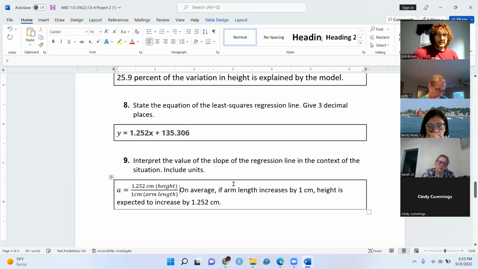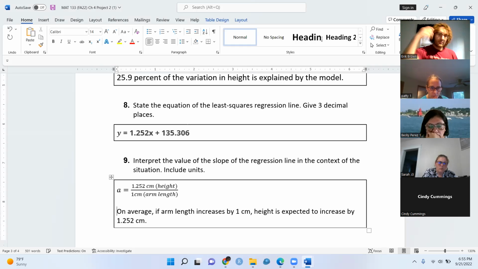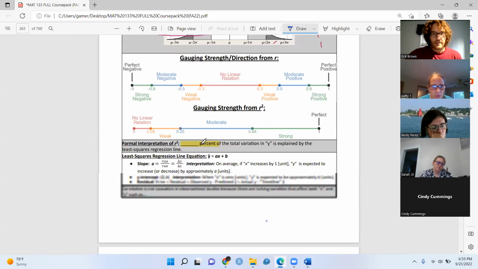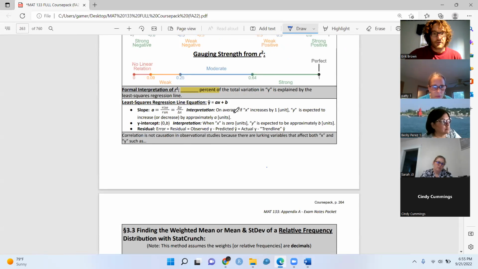And let me get this away from that slope write-up. So note that I copied this directly from here, which is also right here on your provided reference sheets.